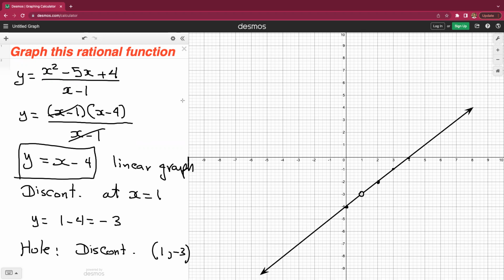And that's basically it. That's how you graph a rational function when you factor it and you have the top cancels with the bottom and you're left with the linear function. Just graph a straight line, but make sure there's a hole at 1, -3.